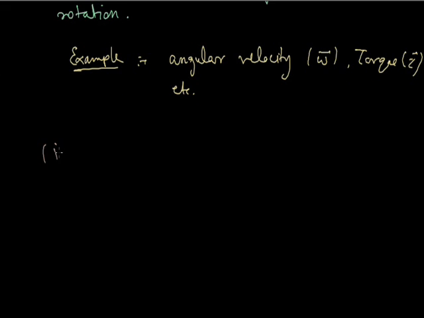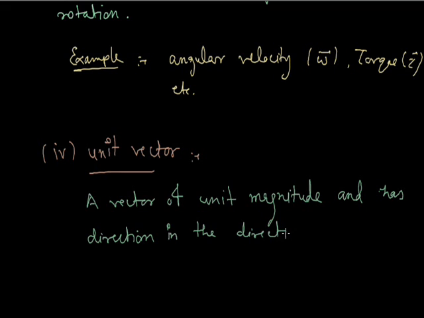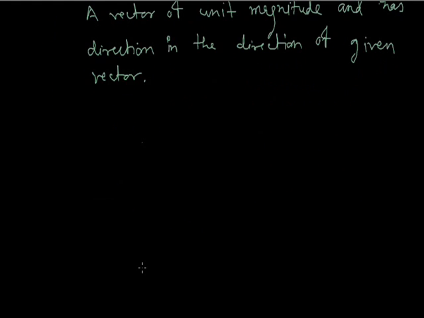Next, unit vector. A vector of unit magnitude and has direction in the direction of the given vector. A unit vector is used to specify the direction of a particular vector. It is denoted by n cap.